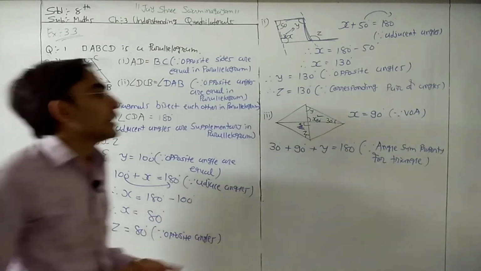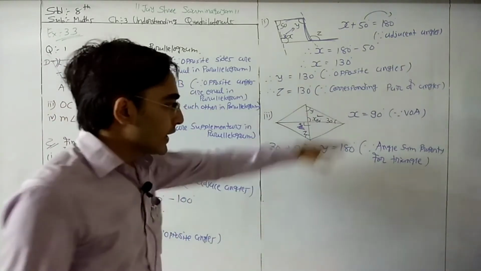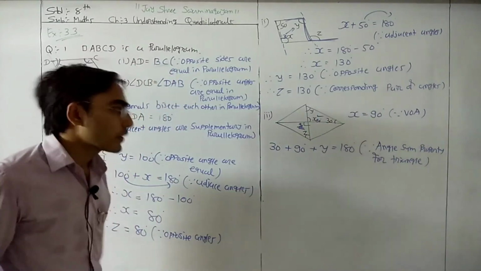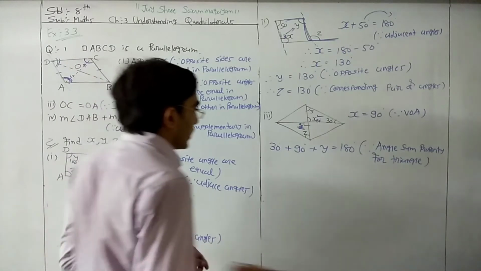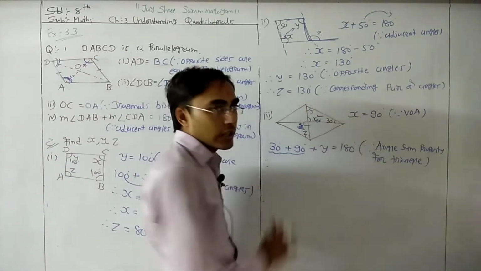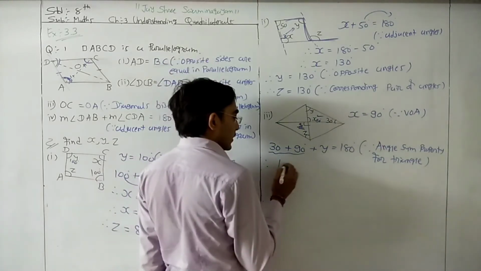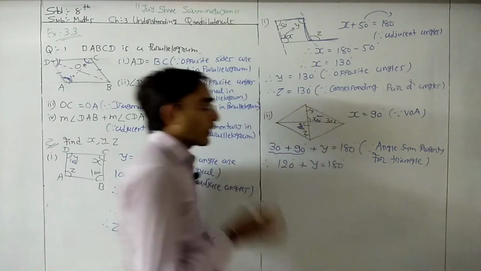Okay, so 30 plus 90 plus y is equal to 180 degrees, by the angle sum property for a triangle. From here we can find the value of y. First of all, just add these two numbers. So 90 plus 30 is 120 degrees. So 120 degrees plus y is equal to 180 degrees.